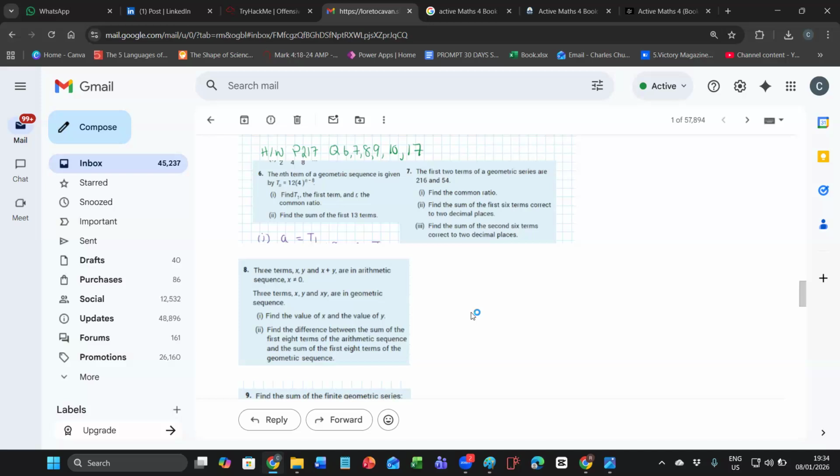Then the second part says find the sum of the first six terms. Okay, let's do it. But at least you are getting the gist of it, right? Yes, I am.